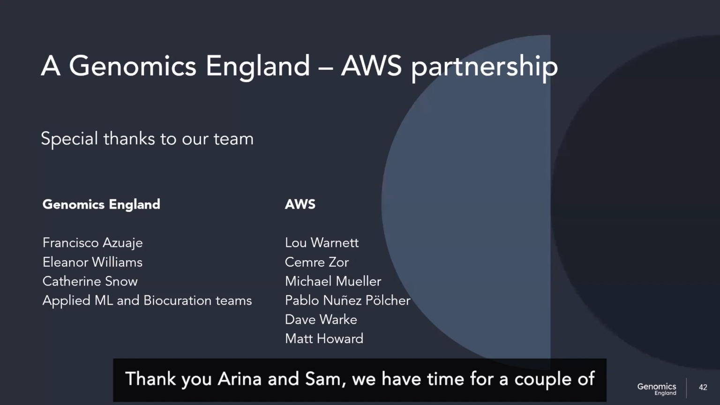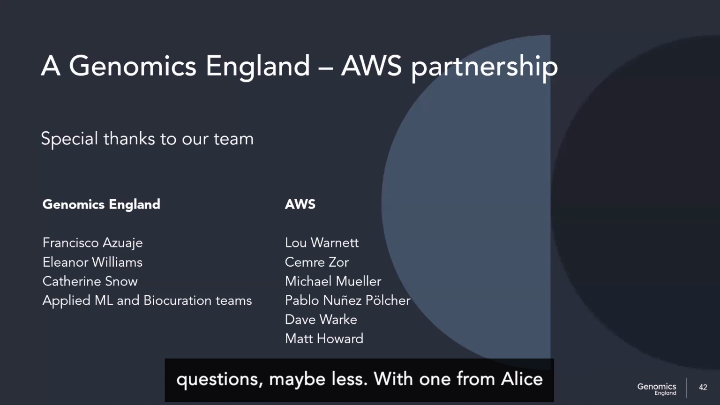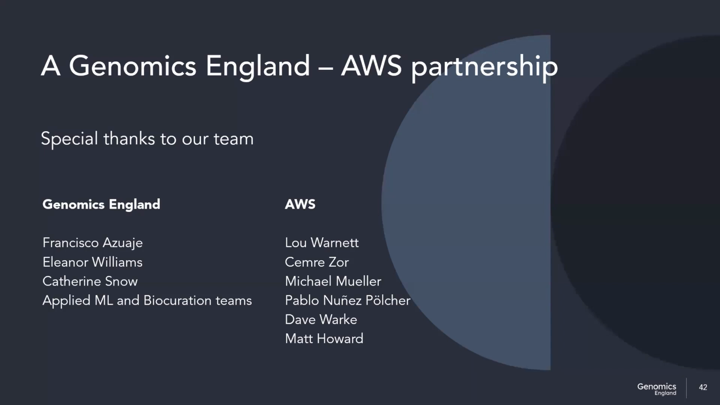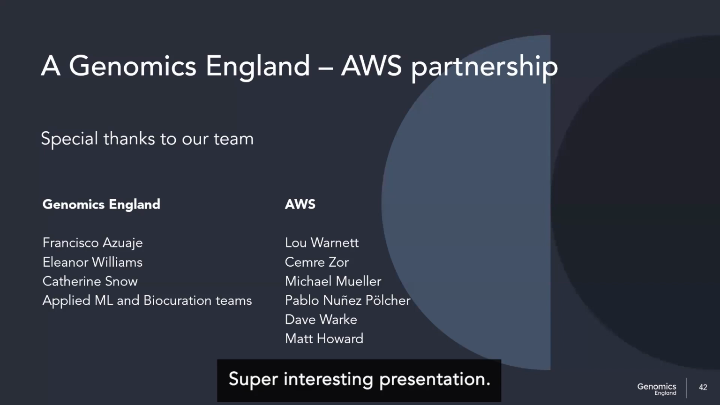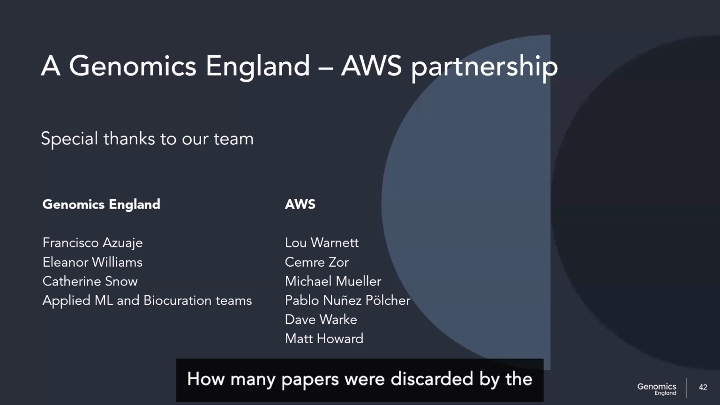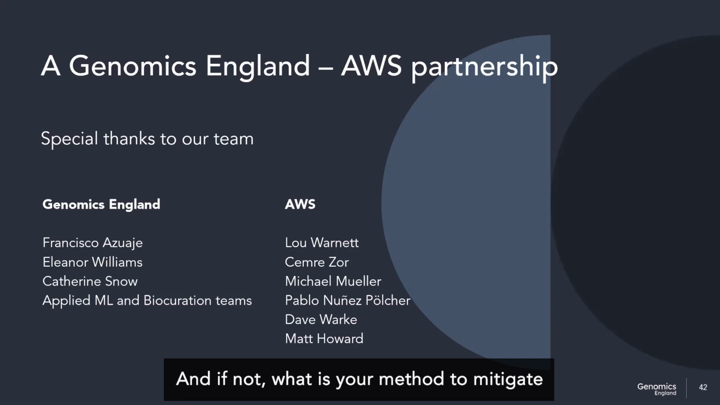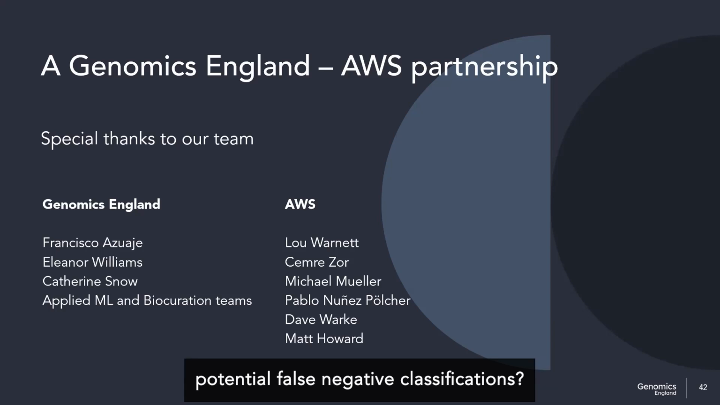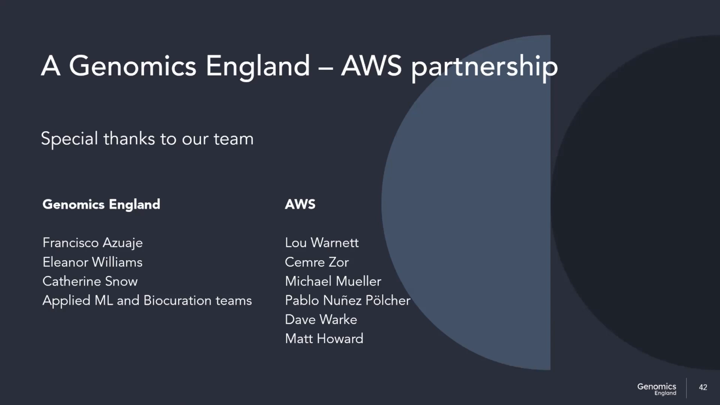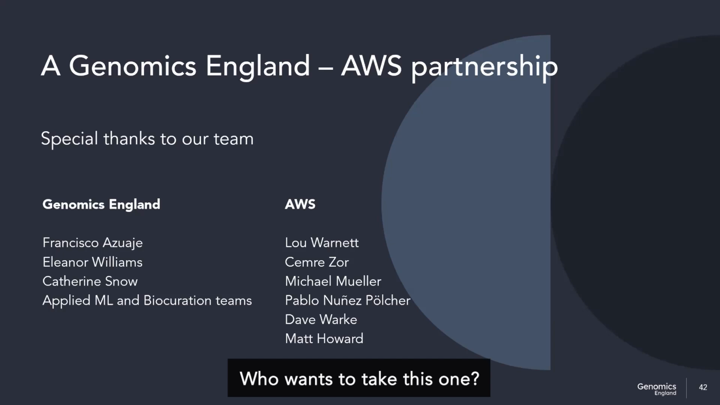We have time for a couple of questions. Maybe let's start with one from Alice. Super interesting presentation. Did you assess how many papers were discarded by the ML pipeline but were actually useful? And if not, what is your method to mitigate potential false negative classifications? Who wants to take this one?